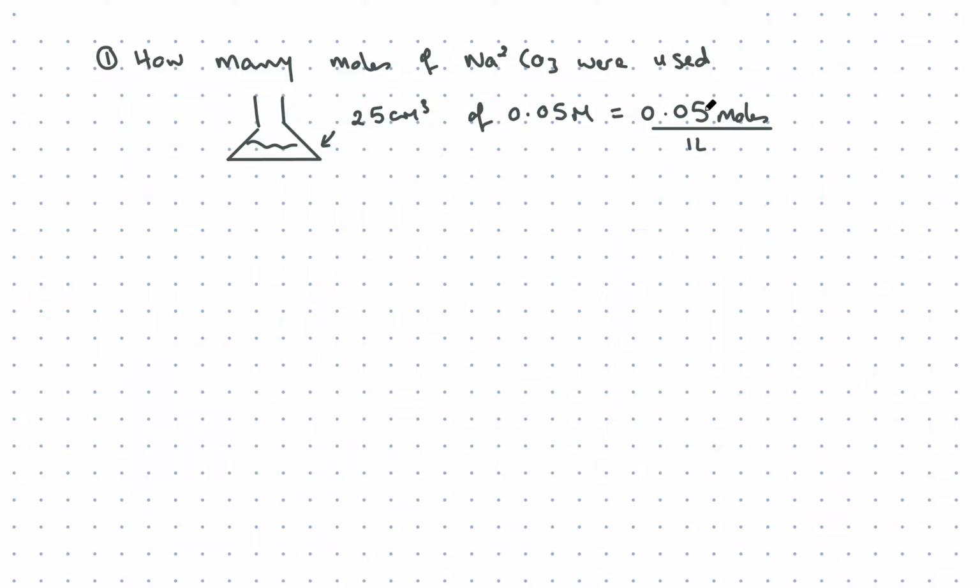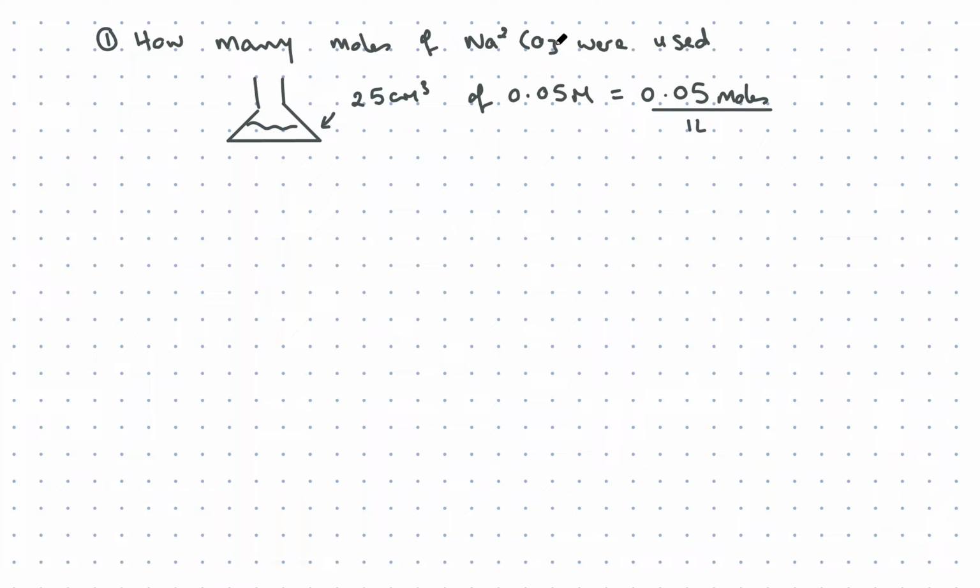So straight away what I need to be thinking is, okay, if I had 1 litre of it, I would have 0.05 moles, but I don't have 1 litre, I've got 25 centimetres cubed. So I'm going to convert the volume. I'm going to convert 25 centimetres cubed into litres first. That's going to allow me to say, well, what proportion of a litre do I have? And then I can scale down the moles with that.